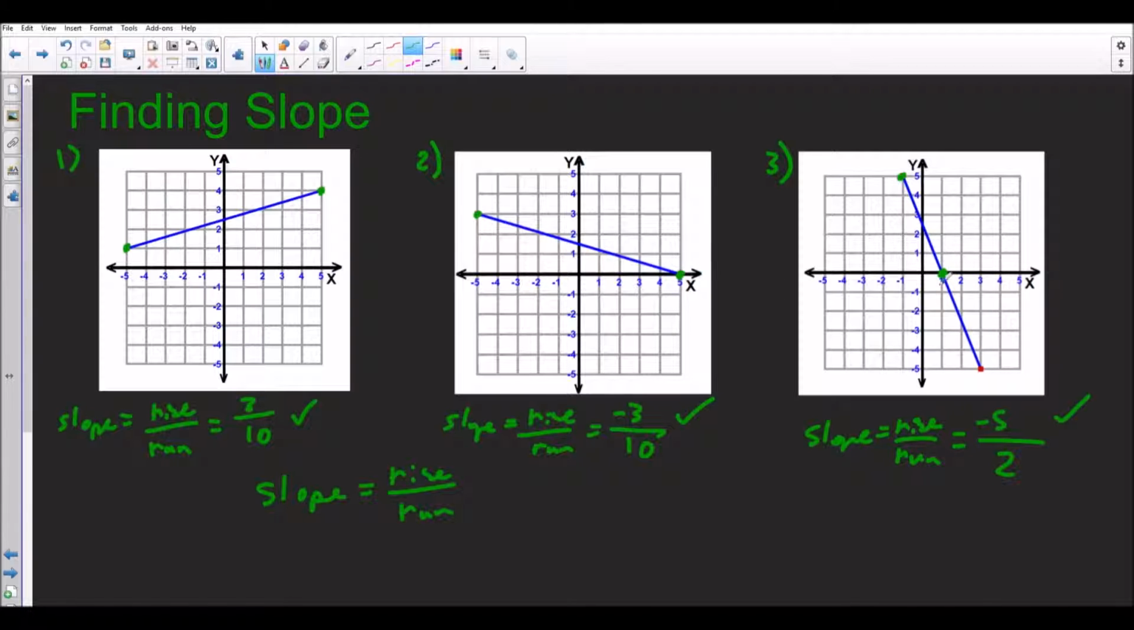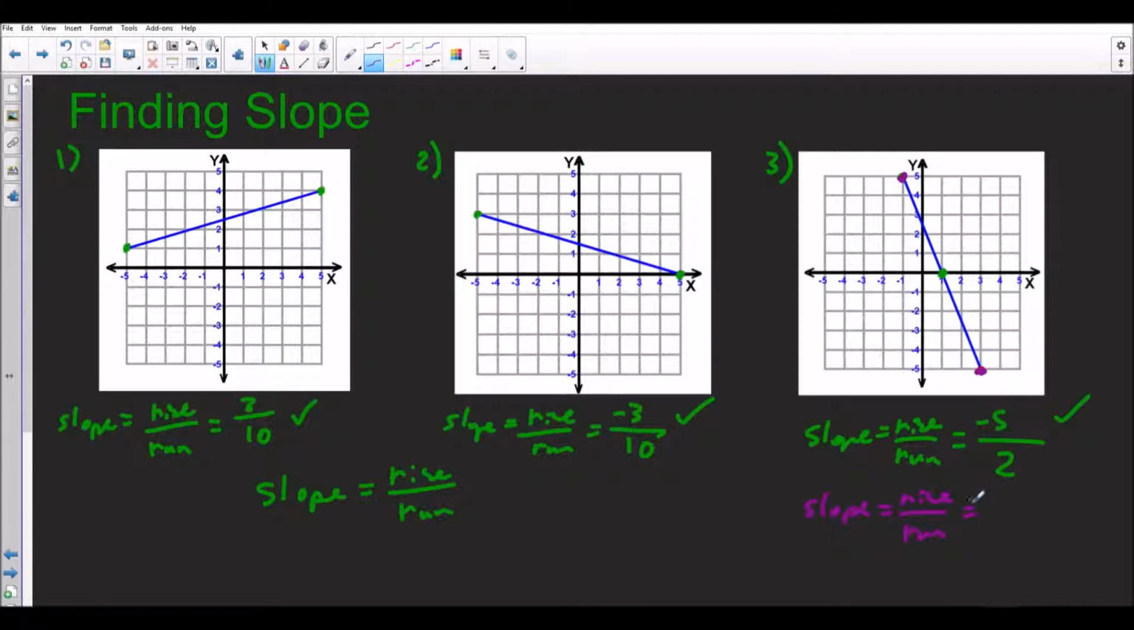Now, the one thing I wanted to talk to you about is you could actually, on this last one, do the whole line. Okay, if we did the whole line, we'll do this in purple. The slope is equal to rise over run. You can do the whole line, but the thing is it's more work because you have to count more. So it's better to find points that are closer together.